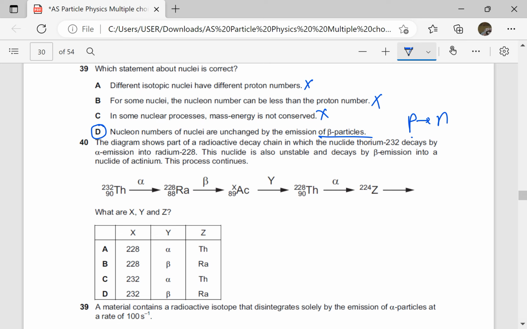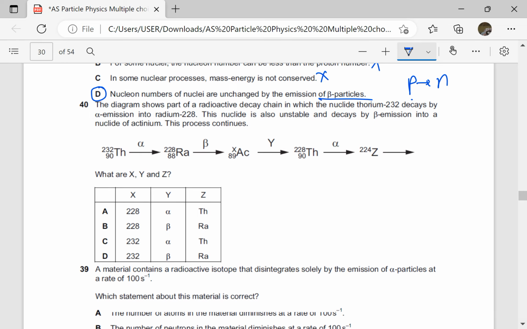The diagram shows part of a radioactive decay chain in which the nuclide thorium decays by alpha emission into radium. This nuclide is also unstable and decays by beta emission into a nuclide of actinium. This process continues. What are X, Y, and Z?